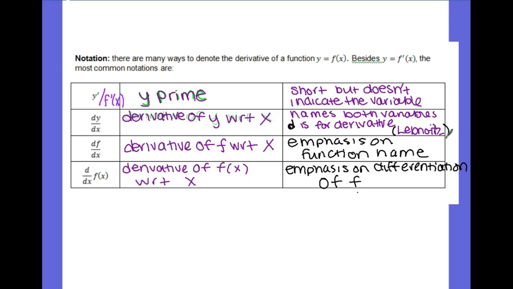What's the difference between the emphasis on the function name and the emphasis on the operation? Emphasis on differentiation of f. Okay. What's the difference between all of those cousins, df dx versus d dx of f? These are just the ways we can write the derivative. This is how you say it. This is what it does. They're like mini definitions. Don't worry, we're going to use the top 95% of this class. This is for Calc 3.